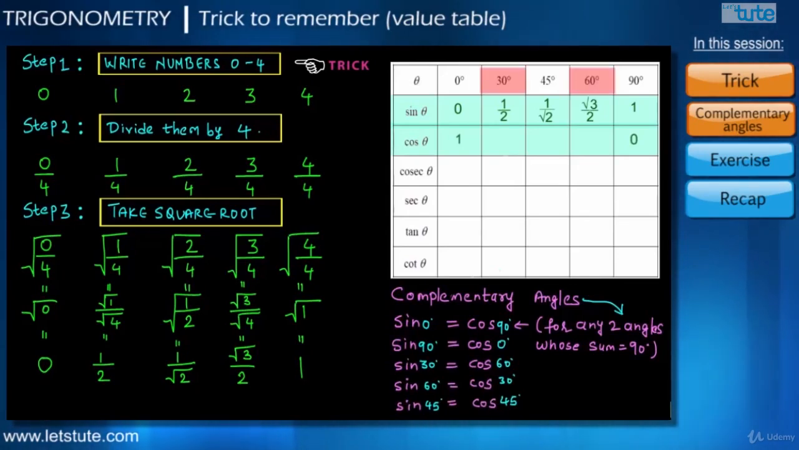Again, since 30 and 60 are complementary angles, sin 30 and cos 60 will have the same value and that is equal to 1 upon 2. And therefore sin 60 and cos 30 are also the same, that is equal to root 3 upon 2. And similarly the value of sin 45 is same as the value of cos 45.